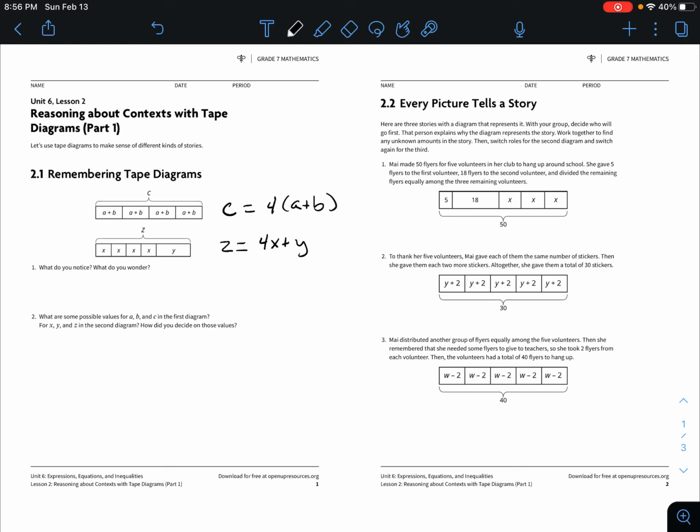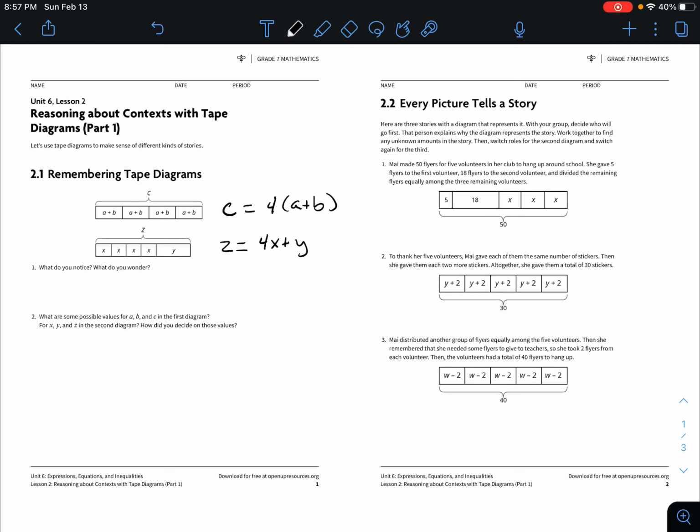Okay, what do you notice? What do you wonder? So you could say, well, I'm not sure what A plus B is. I'm not sure what X or Y is. It looks like 2 X's are pretty close to 1 Y is what I noticed on the second one. And those are a couple things to wonder and that I noticed. Next one says, what are some possible values of A, B, and C in the first diagram?